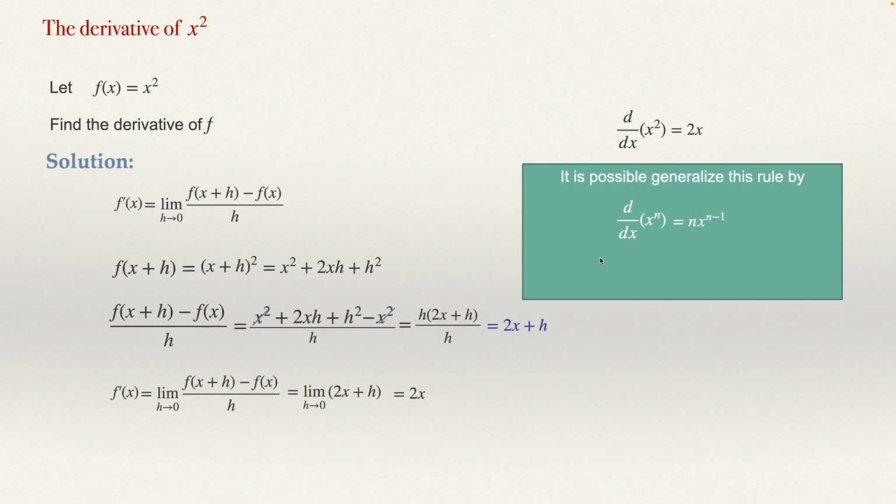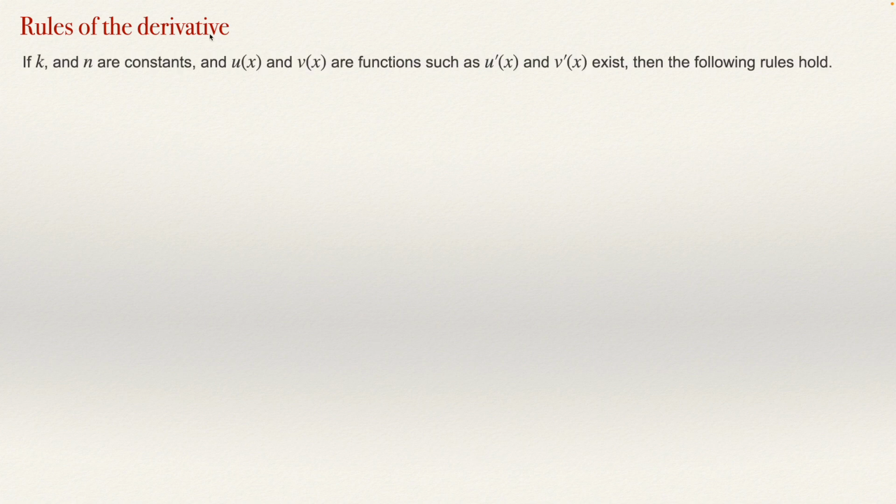So if we use the Newton binomial to the power n, we are going to do something similar and we are going to obtain this. This is what people call the power rule of the derivative. We can use what we have obtained so far and include some other rules to make a list of rules of derivative. In this list, when you see k and n, they are going to be constants. u(x) and v(x) will be functions, and these functions have derivatives.